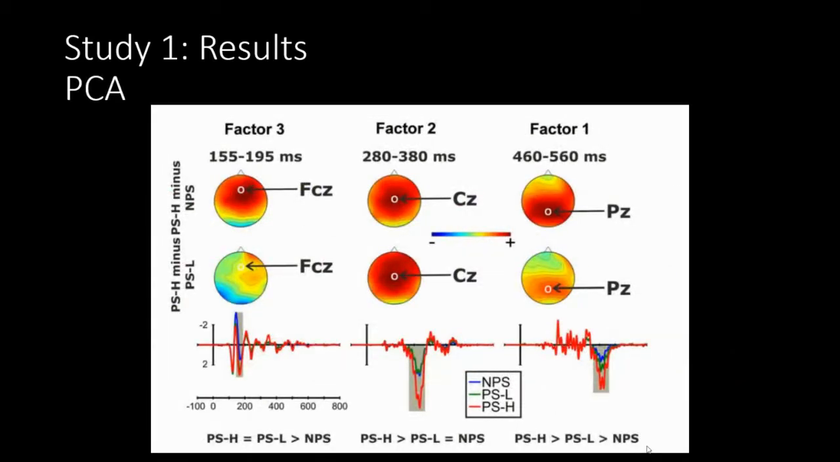This is a bit hard to see because there are lots of overlapping activities. So we did a PCA analysis. When we analyze the factors of the PCA, we see the same. We see here the first factor that distinguishes between predictive and non-predictive stimuli. The second one distinguishes the high value from the others. And the third one distinguishes the 3 conditions.